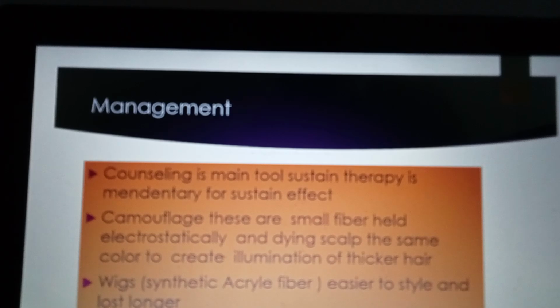Management. Now, in androgenic alopecia, counseling is very much important. Counseling is the main tool. Sustained therapy is mandatory for sustained effect. Camouflage is used. These are actually small fibers held electrostatically in between the hairs, and dyeing the scalp the same color to create the illusion of thicker hair. And the third type of management is the use of wigs. We all are aware of wigs. These are actually synthetic acrylic fibers, very easy to style and they last longer.